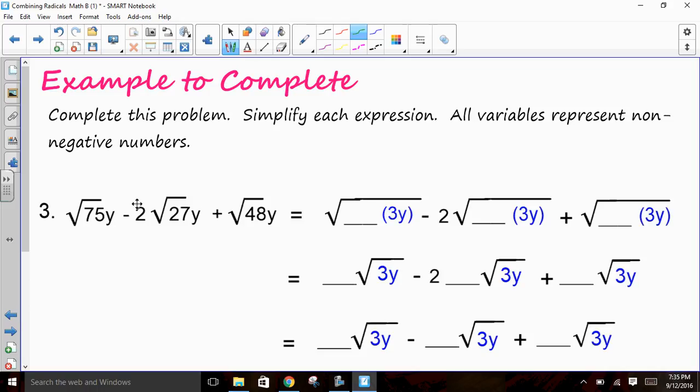Alright, so I'm going to take a look at breaking up each individual term. This one has been started for you. You just have to fill in the blanks. This first radical corresponds with this first radical here. Originally I have 75y. 75y is equal to something times 3y. I'm assuming that something is going to be my perfect square. Well, 75, think of quarters. How many quarters do I have? I have 3. So in that first blank, I'm going to put a 25.